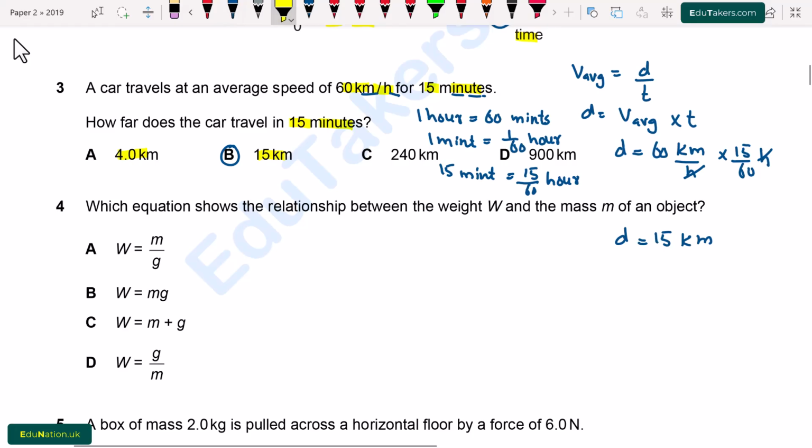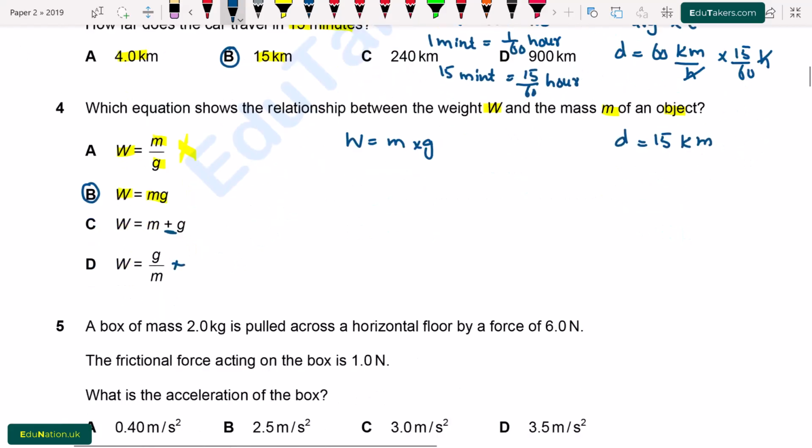Question number 4. Which equation shows the relationship between the weight W and the mass of the object? We know that weight is the product of mass and acceleration due to gravity. So weight is equal to m multiplied by g. Option A, here W is equal to m over g. Here is the division, so this is incorrect. B, W is equal to mg, so option B is correct. Option C is incorrect because here is addition and D is incorrect because here is also the division. So only option B is correct.